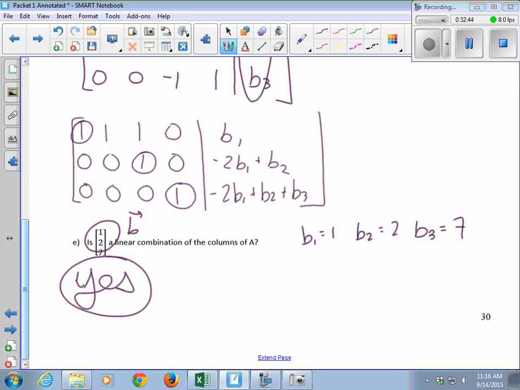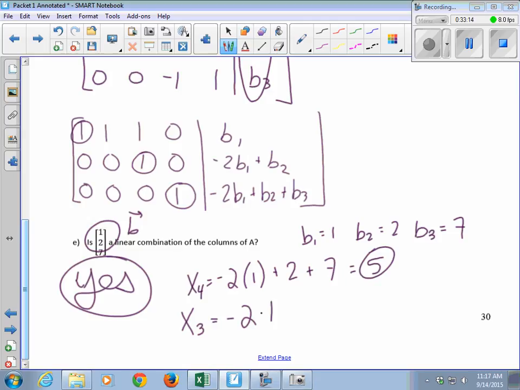Okay, so I know that x4 is -2 B1 plus B2 plus B3. So that's 9, that's 5. So your weight on column 4 is 5. That's your x4. All right, and then x3, from this pivot, is -2 times B1 plus B2, which is 0. So my x3 unknown is 0.